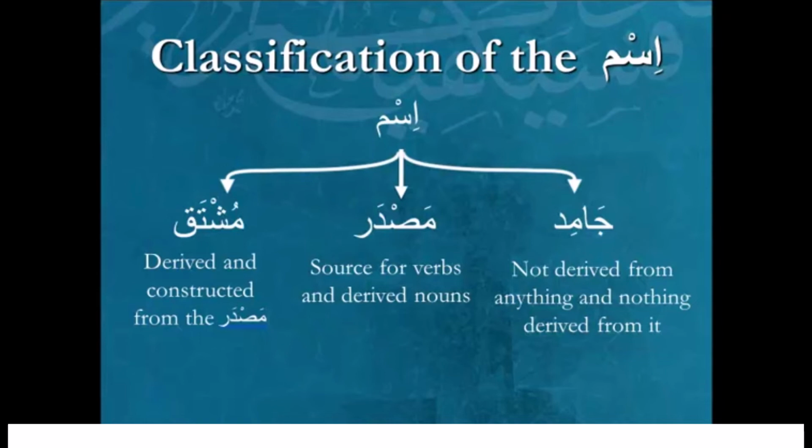Like nasara, yansuru, unsur, nasrun, nasirun, mansurun. Or take the word sajada, yasjudu, masjid, sujud, sajid, masjud. You see that? Or katib, yaktubu, uktub. You see, uktub means write. It's a command verb. Kataba means wrote. Yaktubu means writes, will write. Katib is writer. And then we have the word kitabah, which means to write.